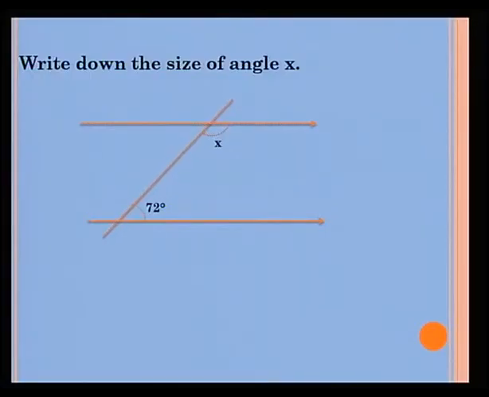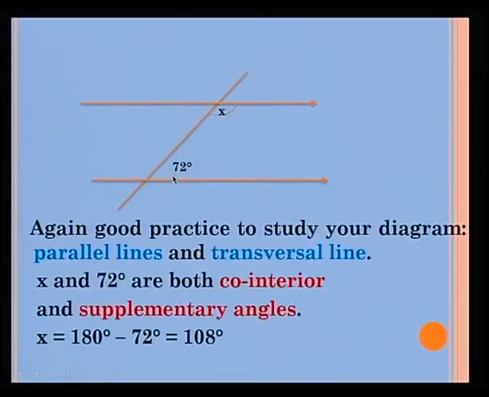Let's have a look at this example. We need to write down the size of angle X. If we study the diagram, 72 degrees and X degrees are co-interior angles. Therefore, the sum will be 180 degrees. To calculate the value of X, we need to do 180 degrees minus 72 degrees, which is equal to 108 degrees.